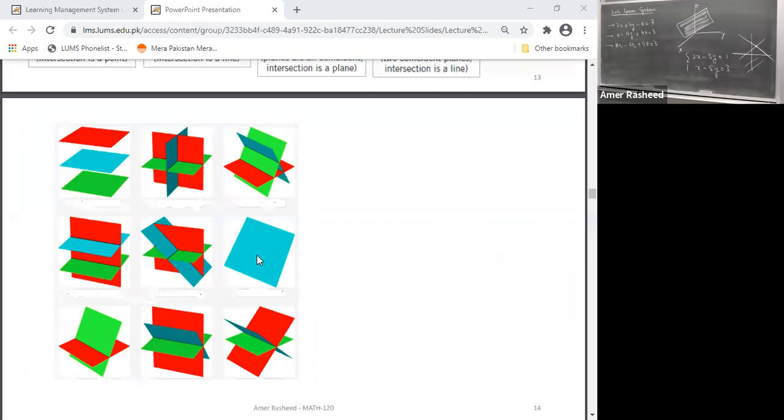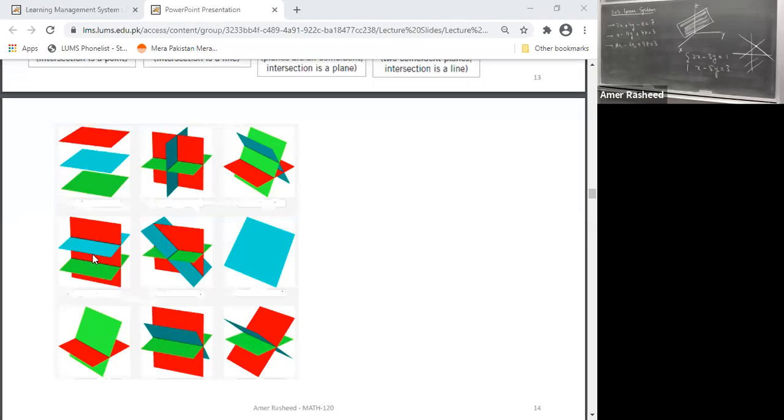When there is no common region of intersection between all three planes, for example line 1 case 3 and line 2 case 1. Look at line 1 case 3: the planes are intersecting with each other, but all three planes do not have a common region of intersection. So there will be no solution. In case 1 of line 2, also all three planes are intersecting, but there is no common region of intersection, okay?